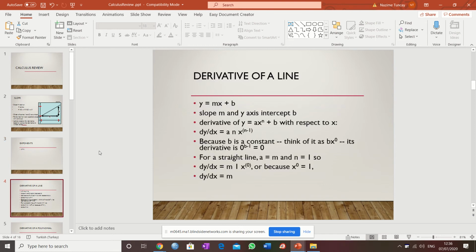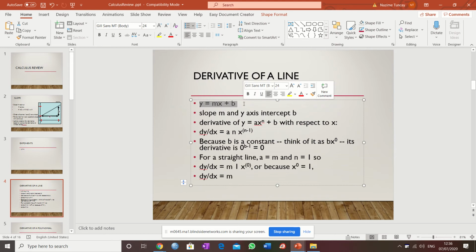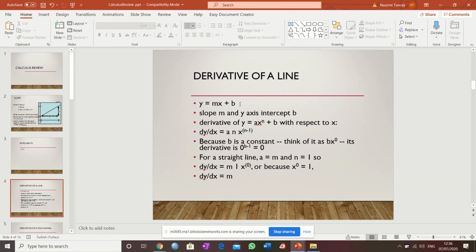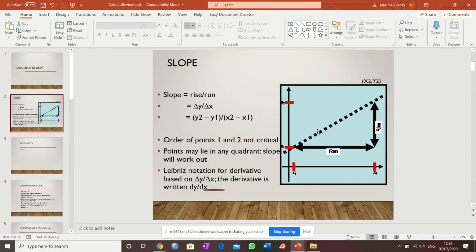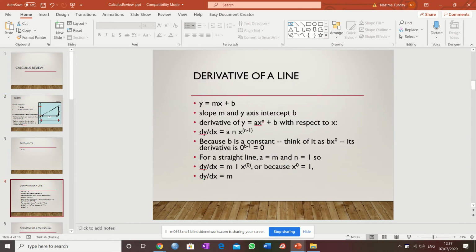And you know, the derivative of a line here, this is the equation of a line, y equals mx plus b. M is the slope, and the y-axis intercept is b. What is the y-axis intercept? The place where it cuts the y axis is b. Okay, and we can write the derivative of this with respect to x like this.